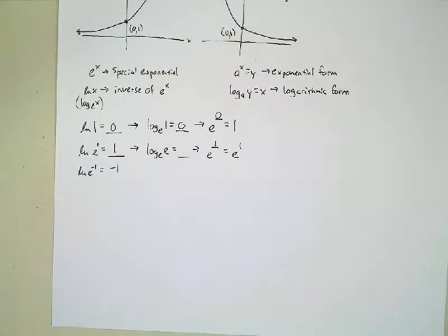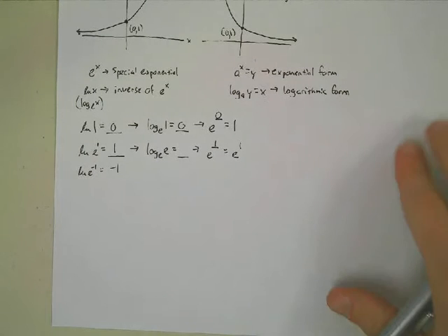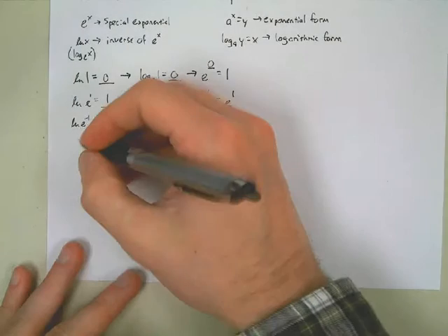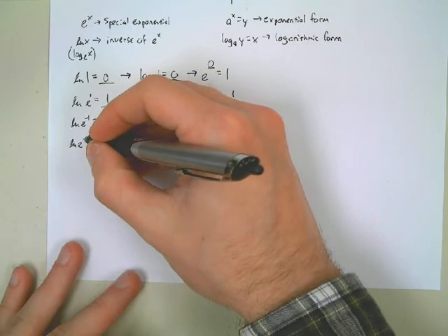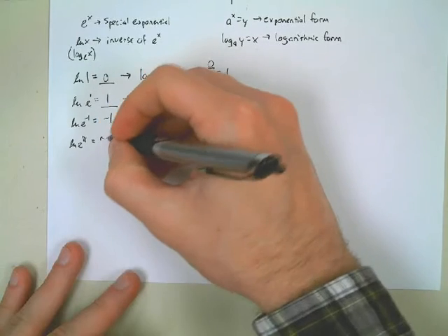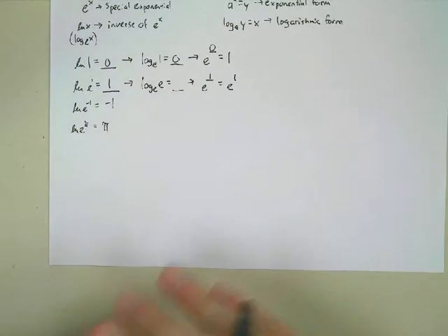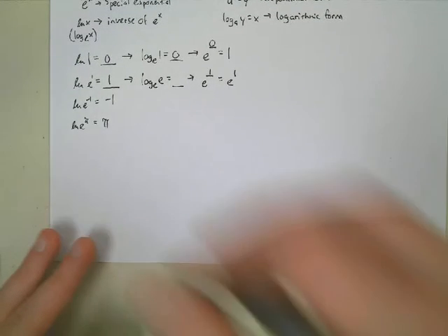So if it's natural log of e to a power, the answer is whatever's in the exponent. If it's natural log of e to the pi, the answer is pi. That's it. Natural log of e to the 10, the answer is 10. If it's natural log of e to the cosine x, it's cosine x.